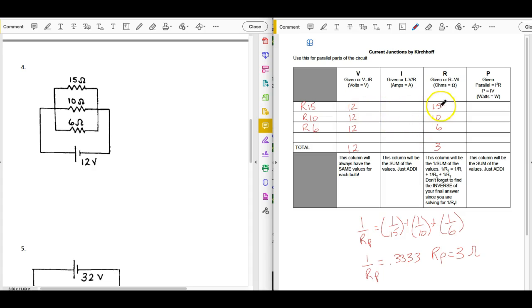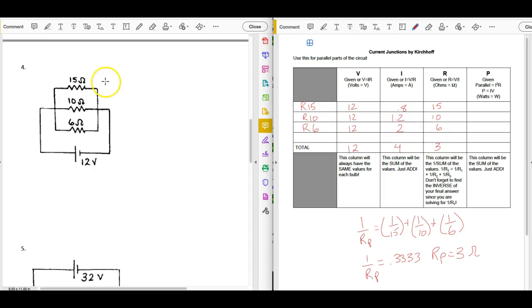So let's go ahead and take 12 divided by 15, 12 divided by 10, and 12 divided by 6. So this is 2. This will end up being 1.2. And then our top one is 12 divided by 15, which is 0.8. So this one is 0.8. We know that 12 divided by 3 should be equal to 4. And if I add 1.2 and 0.8, I get 2, plus 2 is 4. So everything is worked out really well now.